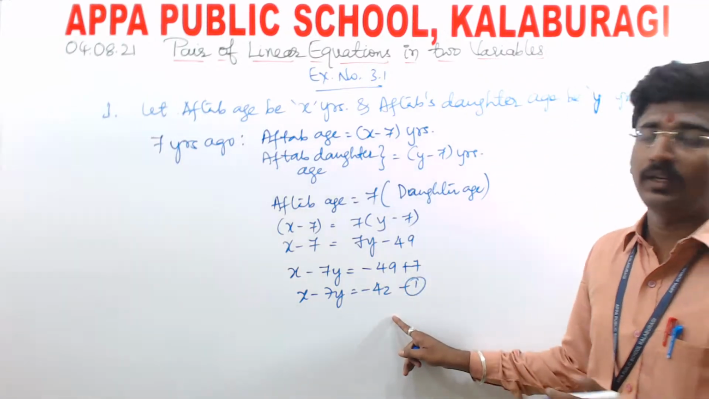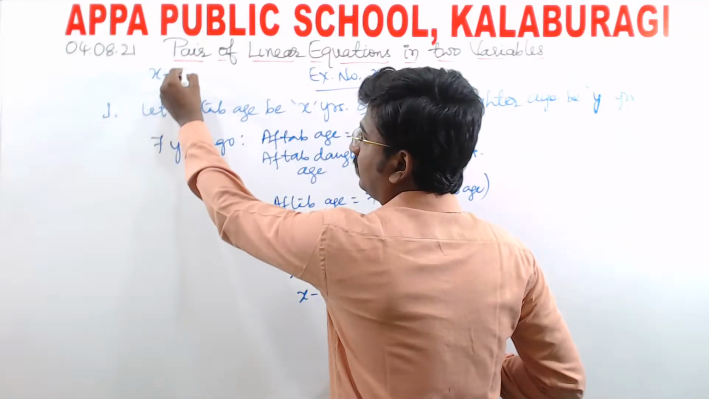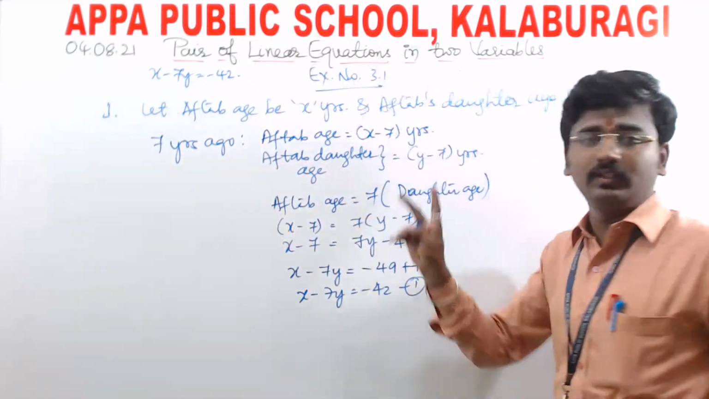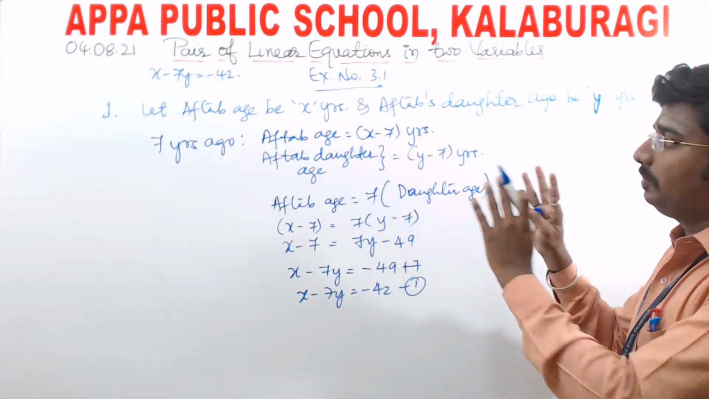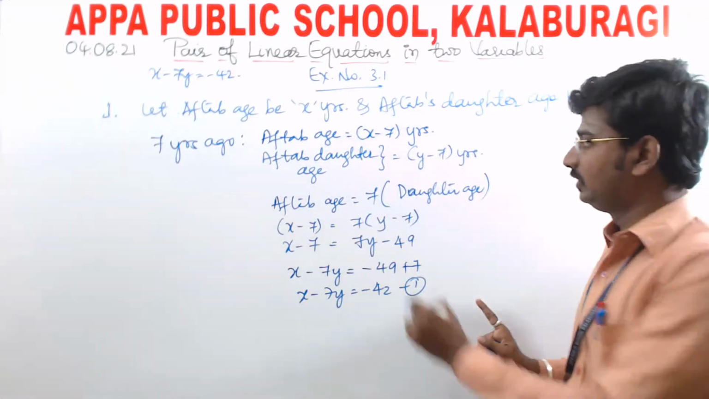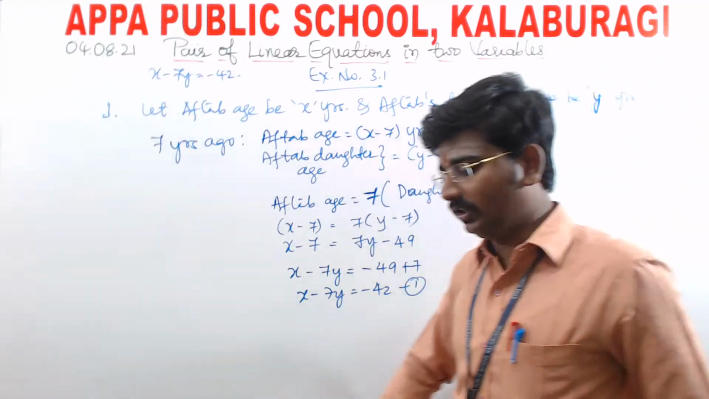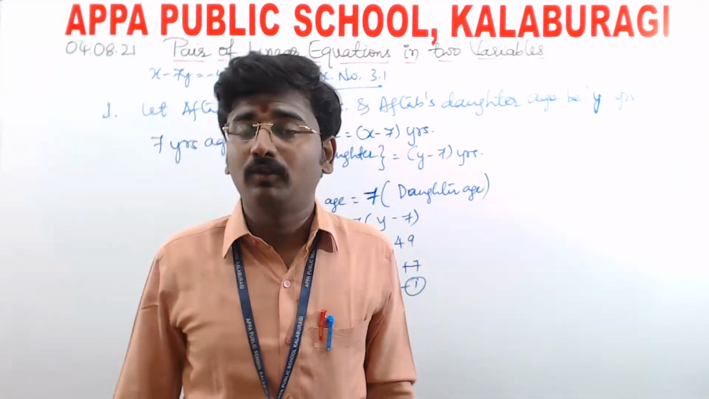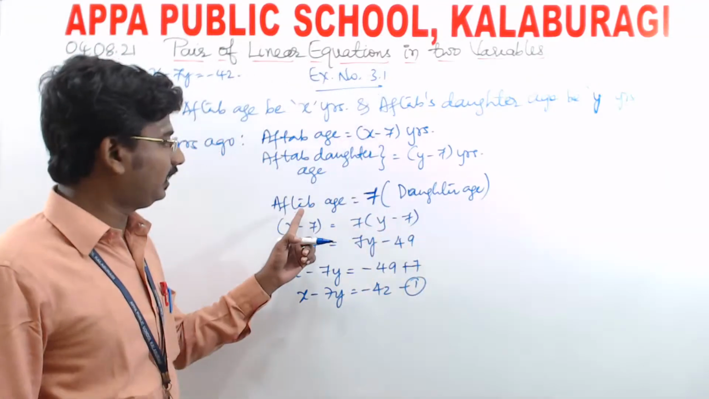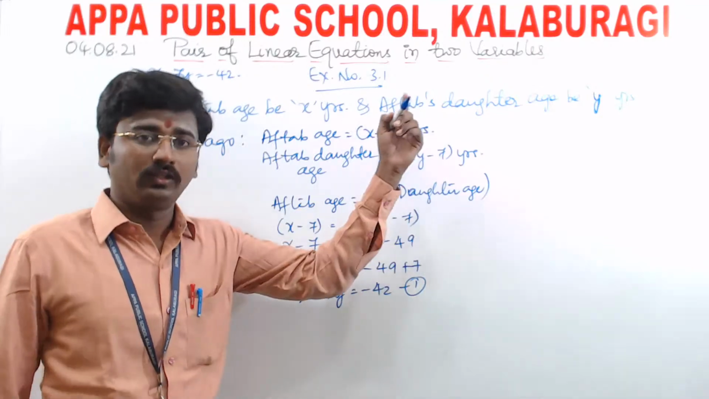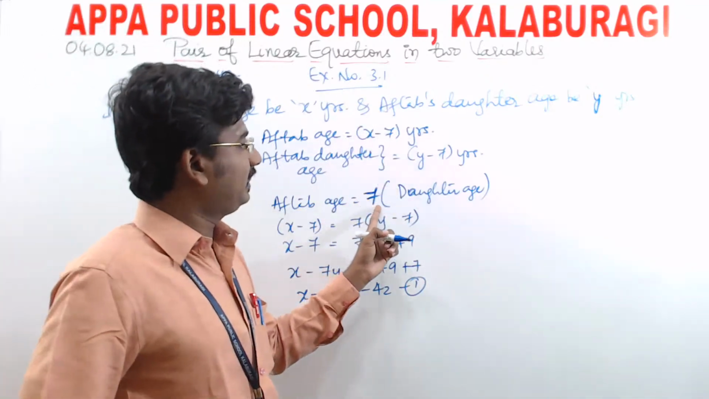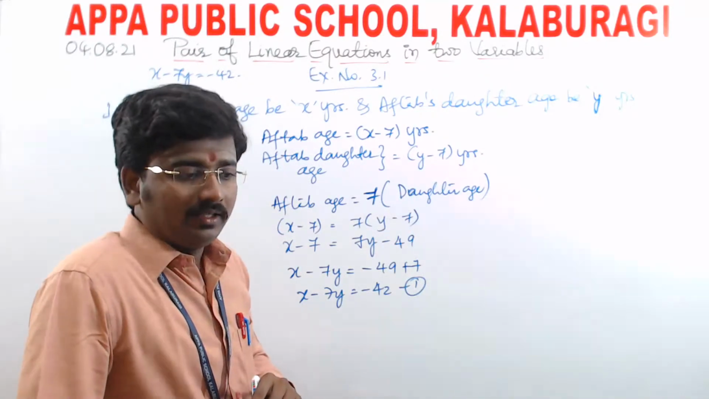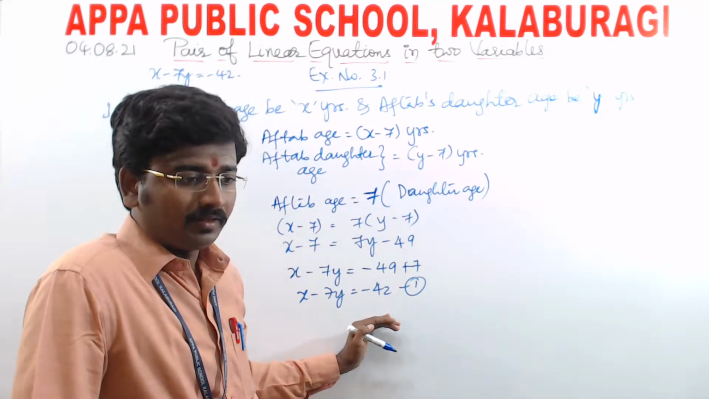This is equation 1. For my understanding, right here, X minus 7Y equal to minus 42. So this is the first equation. Now the first part is done. Everyone understood up to this? Aftab is telling his daughter, 7 years ago my age was 7 times as old as you are. So how do I represent Aftab's age? 7 times the daughter's age, so 7 into Y minus 7. Up to this, everyone clear?